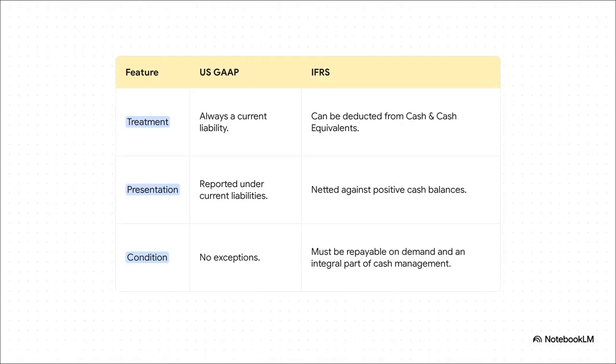Now, what's really interesting is how this table lays it all out side by side. You see the key difference for IFRS? That little condition at the bottom. The overdraft has to be part of an active, integral cash management system. Remember that phrase? It's gold.